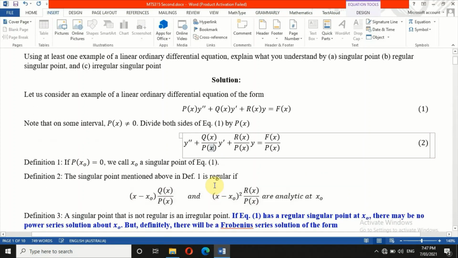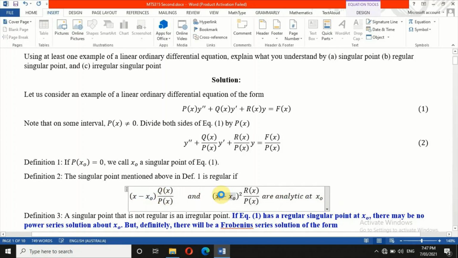Now let's look at definition 2. The singular point mentioned above is x0. We want to know if it's a regular singular point or an irregular singular point. So what do we need? Look at this definition. (x minus x0) multiplied by this, and (x minus x0) squared multiplied by this one. If they are analytic at x0, then we can say that it's a regular singular point. But otherwise, we say that it's an irregular singular point.